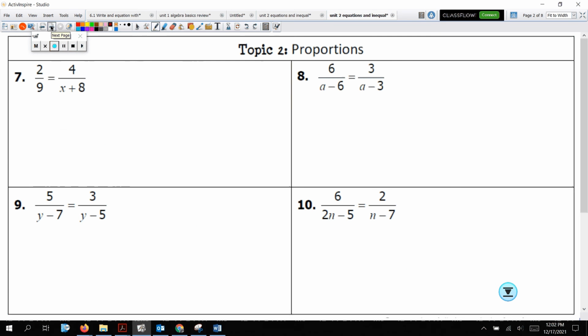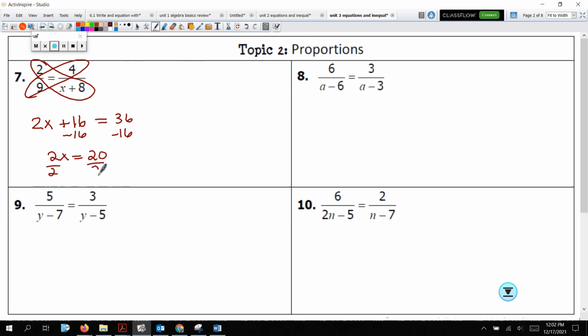Proportions. We've done these before, okay? We're cross multiplying. Multiply on a diagonal, but be sure to multiply to both terms here, right? This is 2 times x plus 8, which gives me 2x plus 16. Do my equal sign, then I cross multiply the other way. 9 times 4 is 36. Subtract 16. 2x equals 20. Divide by 2, and x equals 10. That's how you do proportions. We've done these already, so this should not be new to you.